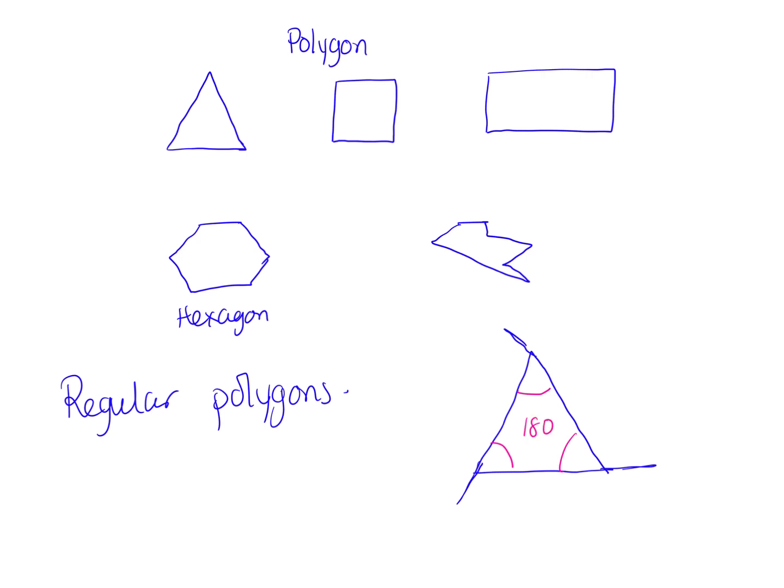Now, if I carried on this line up here, okay? So there's a straight line. How many degrees is on a straight line? 180. 180 as well. So that's another rule that you know. So on a straight line, I have 180.